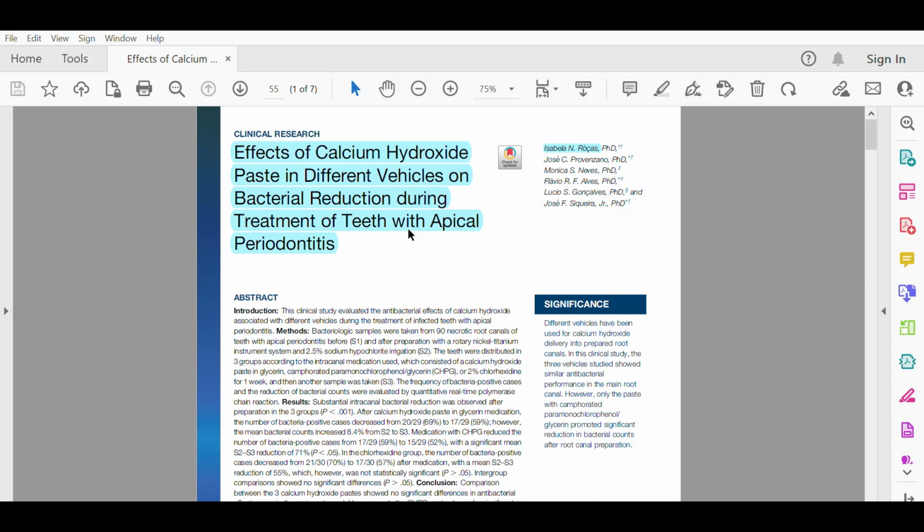This article talks about the effect of calcium hydroxide paste in different vehicles on bacterial reduction during treatment of teeth with apical periodontitis. This article was done by Isabela N and her group in 2023.